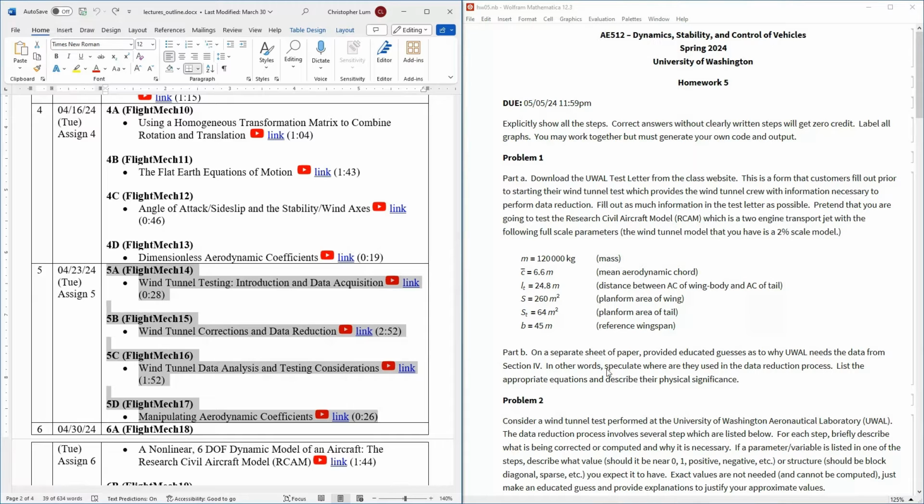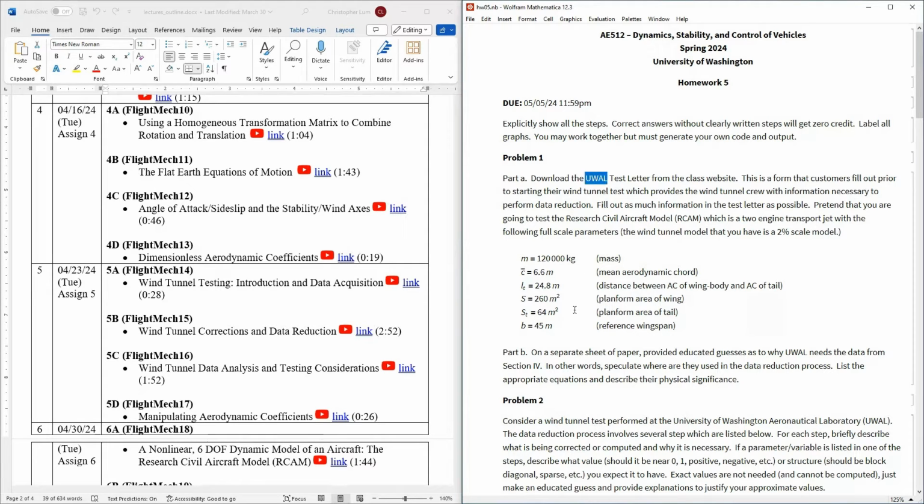To reinforce some of these ideas, let's talk about homework 5. The first problem is, I think, kind of fun. I'd like to get you to go look at the University of Washington Aeronautical Lab, or UWAL. It's also been rebranded as the Kirsten Wind Tunnel, or the KRL. In fact, let me pull up the web page for this.